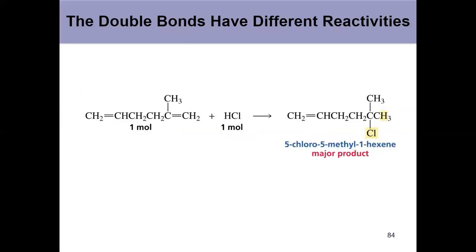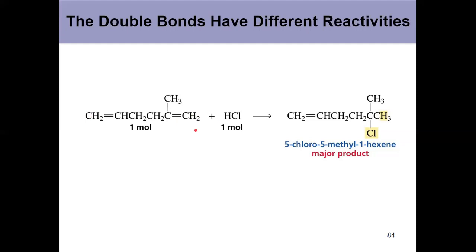What if I have a stoichiometric equivalent? So I don't have an excess of HCl, meaning I have to choose one of these pi bonds to react with. Well, if they're identical, then you just pick one. But in this case, notice they're not identical. So if there's only one equivalent of my electrophile, it adds to the more reactive double bond. And the more reactive double bond is whatever produces the more stable carbocation.